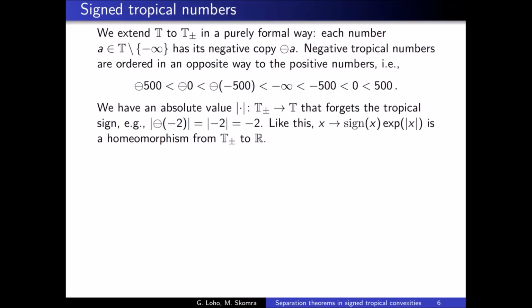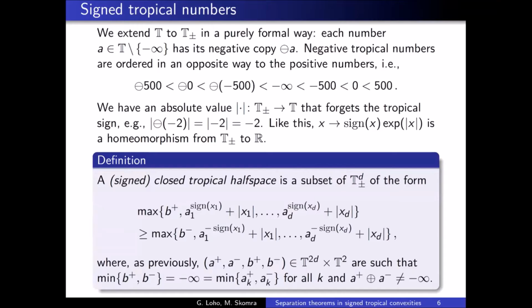Okay, and then if you think about it for a while, you will figure out that there is basically one canonical and reasonable way to define what a half space is in these signed tropical numbers. As you can see, the expression is very similar to what we have seen before. And indeed, in the non-negative orthant of the tropical numbers, this is exactly what we have seen before.